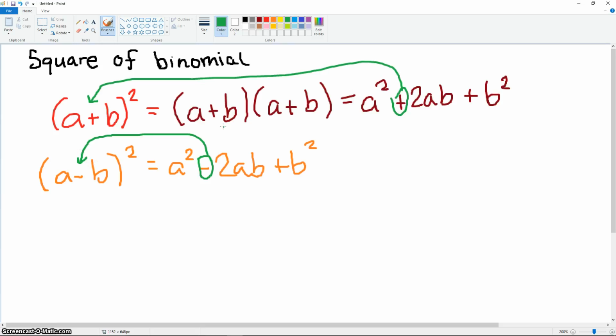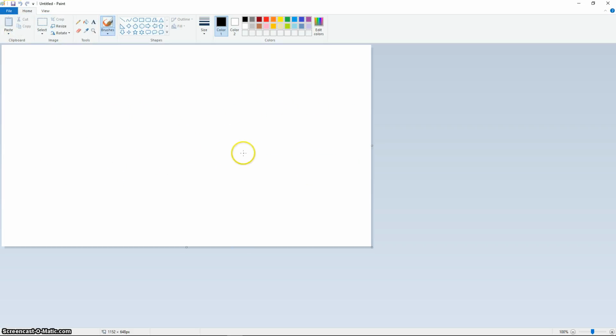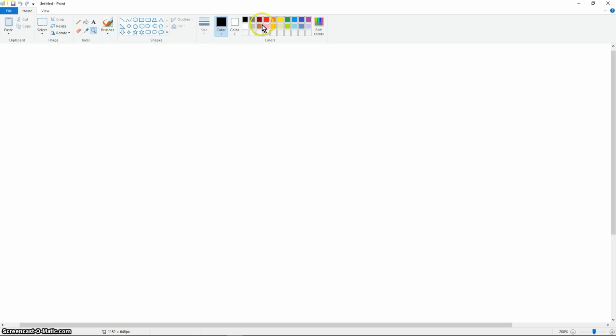Okay? So instead of you trying to memorize these formulas, I'm going to give you 3-4 simple steps to help you remember this. Let's start off with something easy: x plus 3 squared. This is what I like to tell my students. Basically what happens is you square the first. Here's the first. You square that and you get x squared.